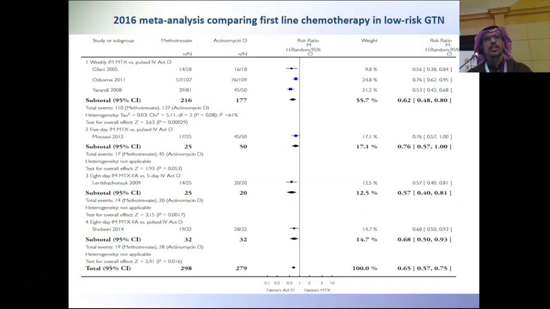So this is a 2016 meta-analysis in which patients with low risk GTN were treated with single agent chemotherapy, comparing single agent dactinomycin versus single agent methotrexate. This includes 7 randomized trials comparing both, and you can see that with dactinomycin there is a higher cure rate as compared to single agent methotrexate, with a relative risk of 0.65, which is significant.